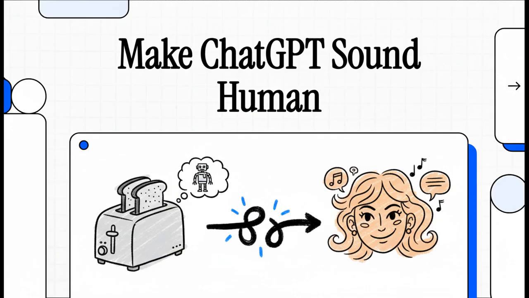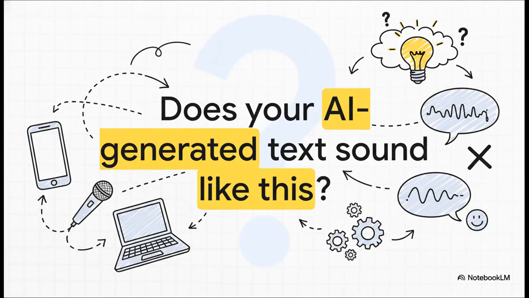We are going to unpack a simple but seriously powerful prompt that can make your AI sound less like a machine and a whole lot more like you. So, does this whole scenario feel a little too familiar? You ask for an email or maybe a product description or a social media post, and what you get back is fine. But you know deep down you'd never actually say it out loud like that. And now you've got to go back and rewrite pretty much everything just to make it sound human.